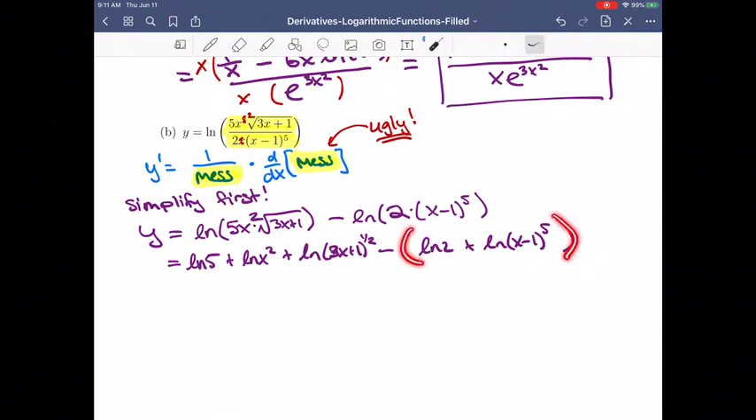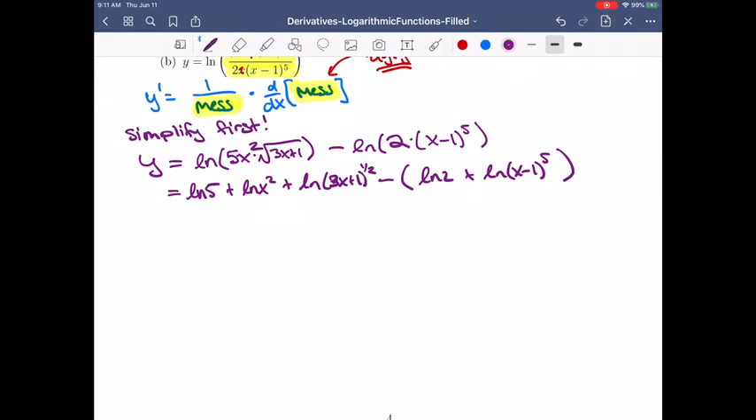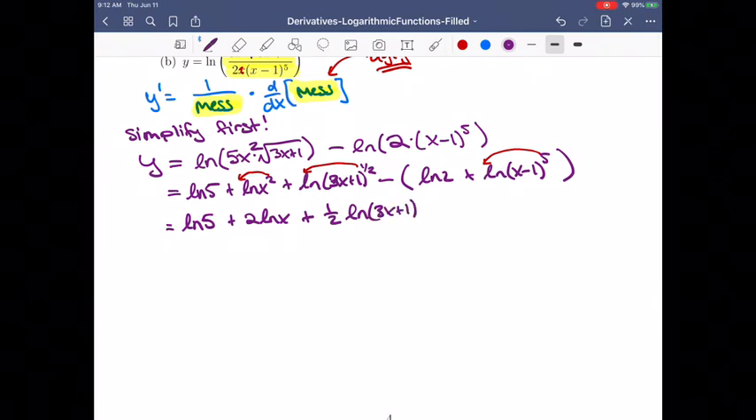Now these brackets are important, because I need to subtract both of those things. The rule for multiplication is to put a plus in between, but the minus out front of the whole thing is going to make them both minus. I'm also going to bring these powers down. They're on everything that's inside the ln, so they can all come down. So this is going to be ln 5 plus 2 ln x plus 1/2 ln of 3x plus 1 minus ln 2 minus 5 ln of x minus 1. Okay, so that's as simplified as we can get.